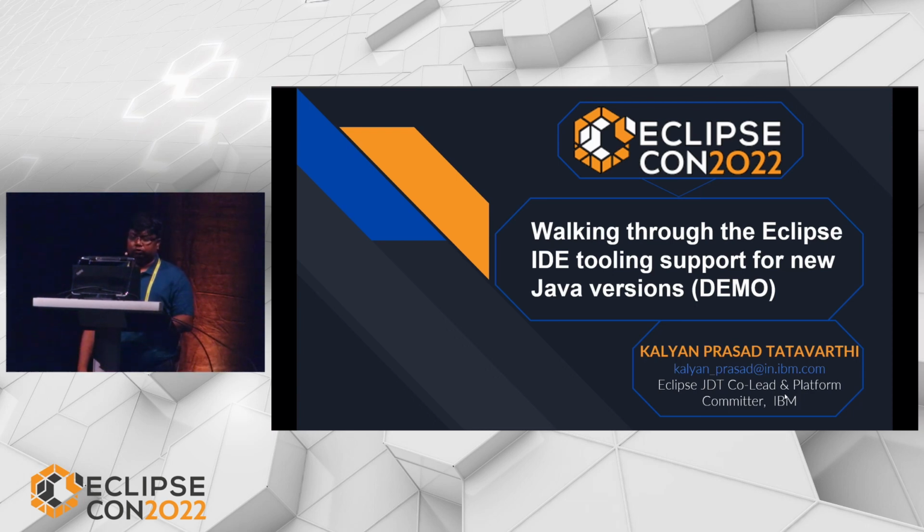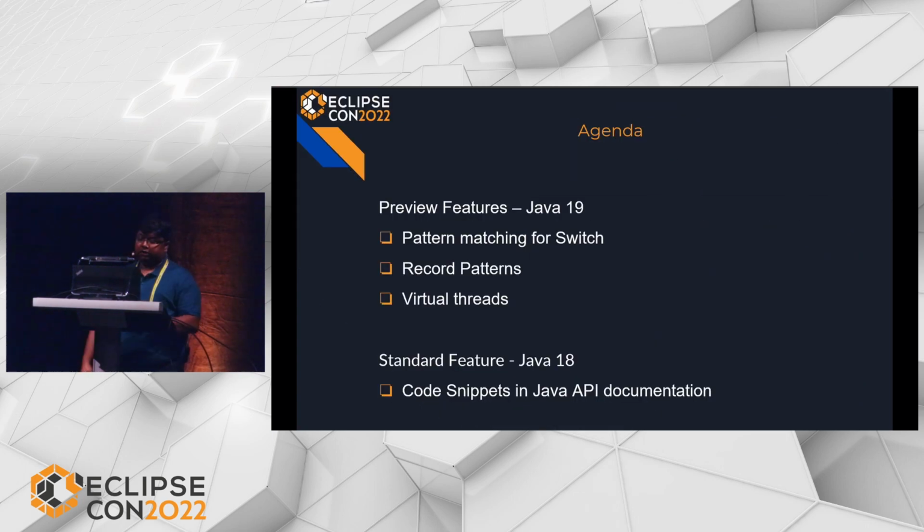I'll be demoing most of the examples, for which I'll be using the 4.25 release, on which I have installed the Java 19 support. So the agenda of today's talk will be preview features that are available on Java 19: pattern matching for switch, record patterns, virtual threads, and a standard feature which is available from Java 18 onwards, that is code snippet support in Java API documentation.